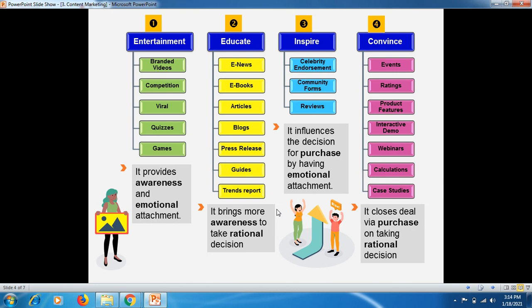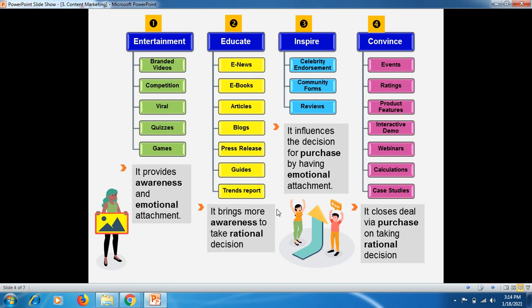The fourth pillar is convincing. Here, convincing things are events, ratings, product features, interactive demos, webinars, calculations, and case studies. Events: sometimes companies organize musical events in order to promote their product and services and directly influence the mind of the consumer.